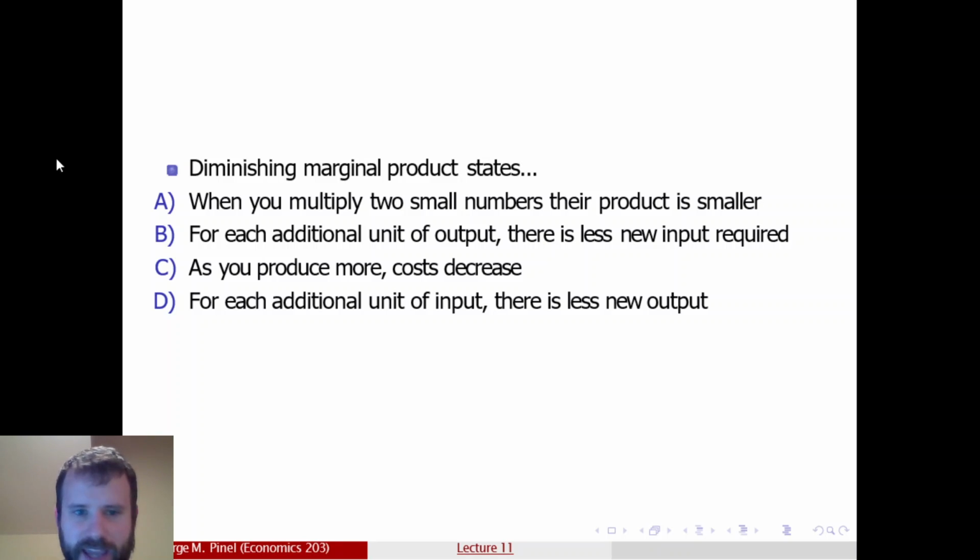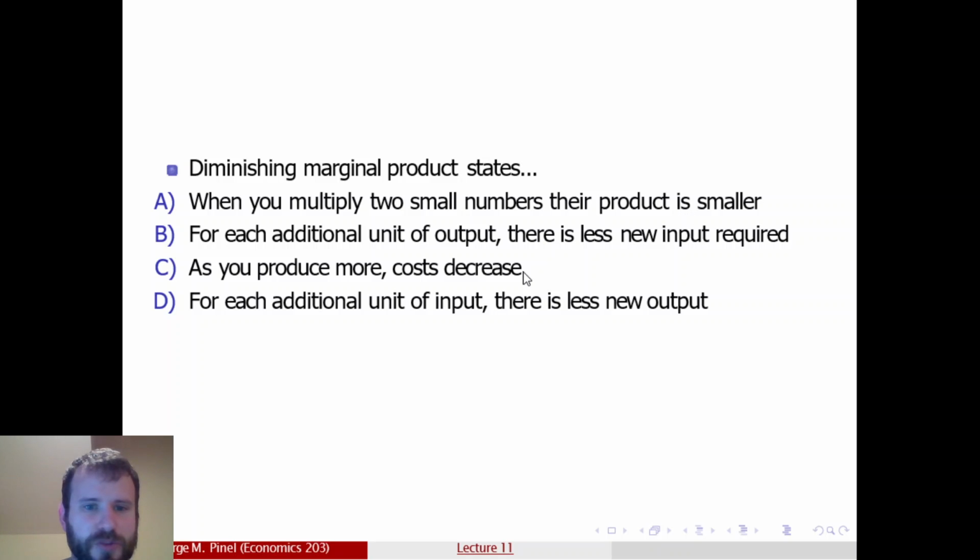Okay, well, A is just some made up stuff that has nothing to do with this. B, for each additional unit of output, there's less new input required. So this is essentially increasing marginal product. So this is the opposite of what you want. You put in the same input, you get more product.